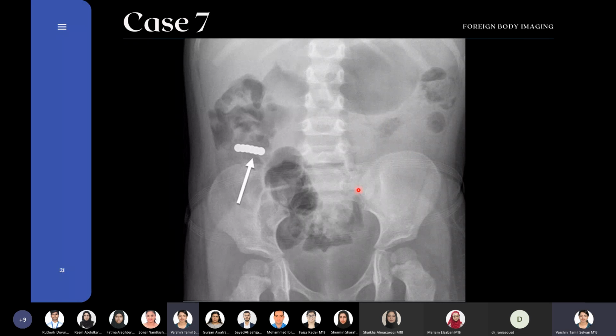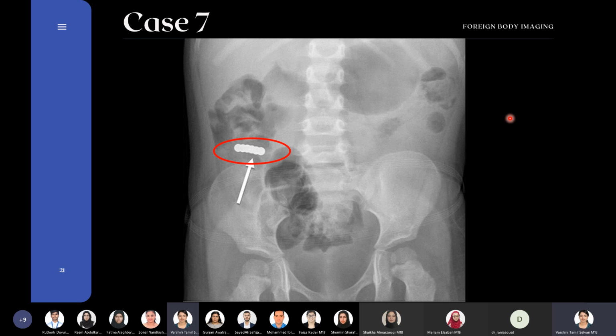Okay. This is the next case. Which area is the scan focusing on? Is it the chest, the abdomen, or the head? Although highly unlikely, yes, this is the abdomen region. Where do you see the foreign body? Is it on the right or on the left? Or is there even a foreign body? It's in the ascending colon. Yes, on the right side. Absolutely, it's on the right side.